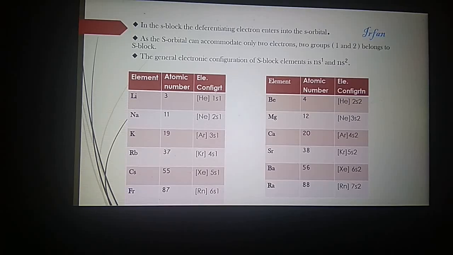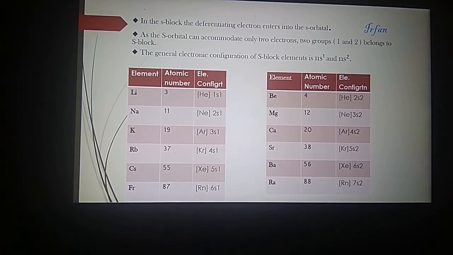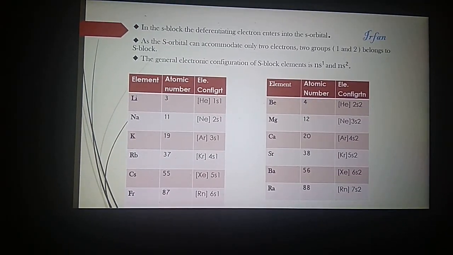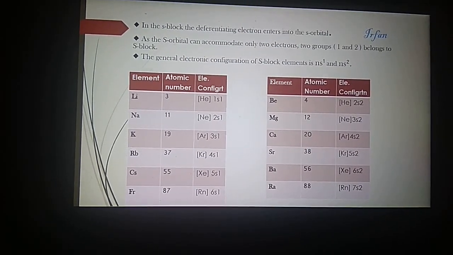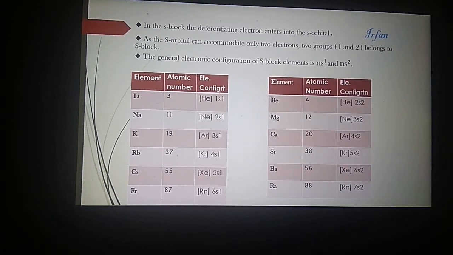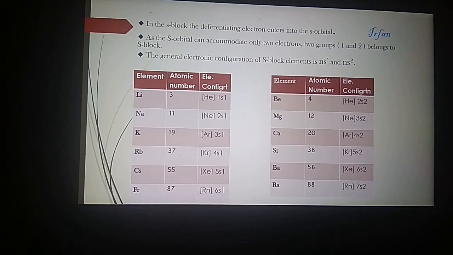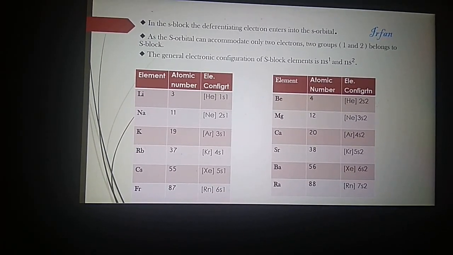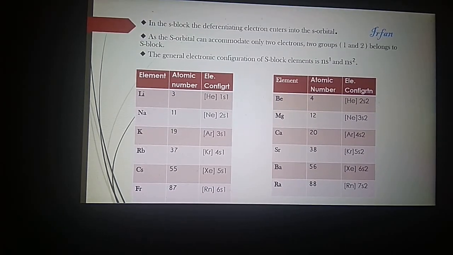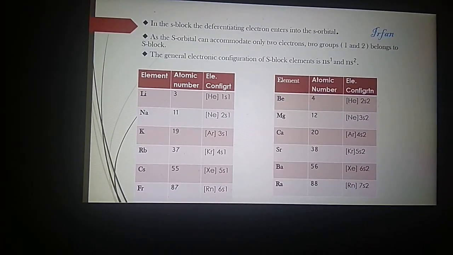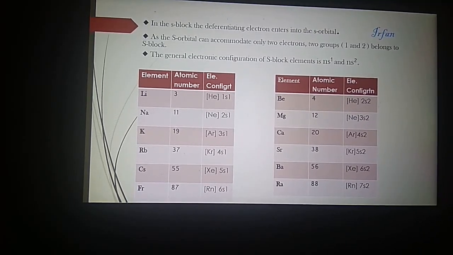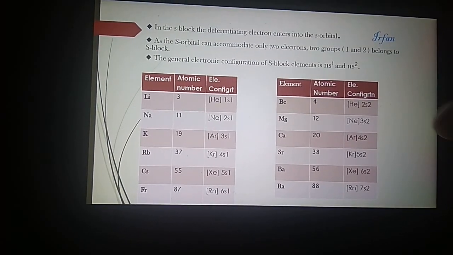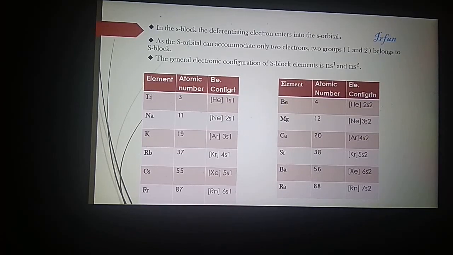So here, if you observe carefully, there are 2 tables given. The first table explains alkali metals, that is group 1 elements: lithium, sodium, potassium, rubidium, cesium and francium, and their atomic numbers are also given here. The electronic configuration is also given. By this, we can conclude that the general electronic configuration of the first group elements is ns1, and similarly the general electronic configuration of second group elements is ns2.